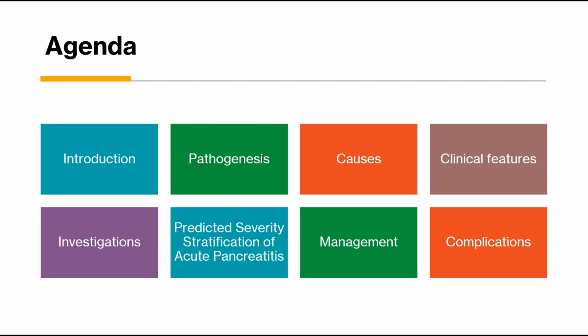So, how I'm going to do this is by first introducing the pancreas and its functions. Then I'll talk about how it develops, which is its pathogenesis, and some of its causes as well. After that, I'll run through some signs and symptoms of it along with some investigations. I'll also talk about how the severity of acute pancreatitis is calculated. Finally, I'll go over some management strategies along with some complications of pancreatitis.